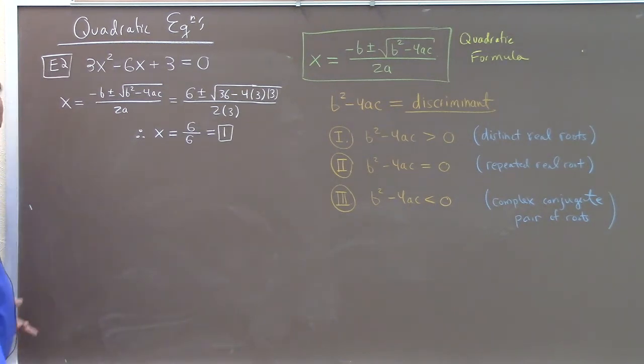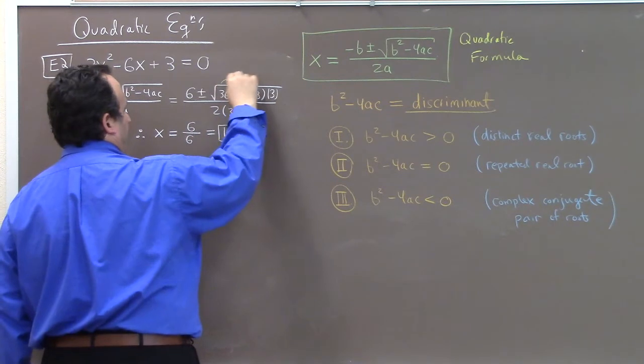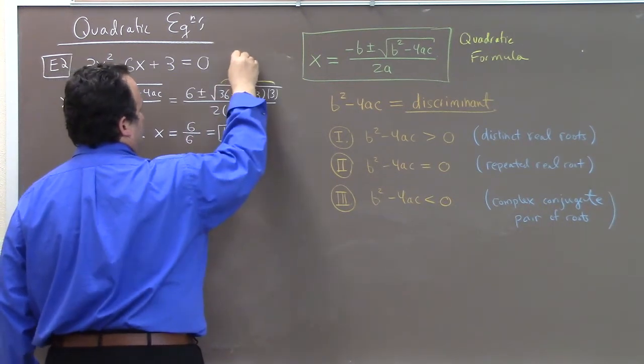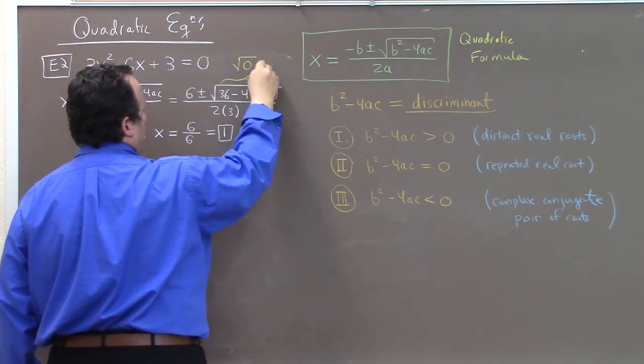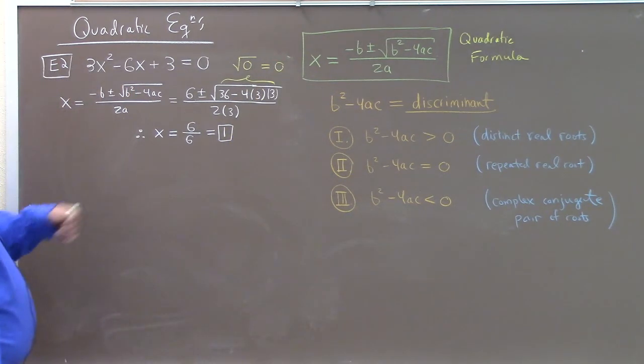Because notice that the discriminant in this case, right here, is giving us the square root of 0, which is 0. So we're in case 2. This is the repeated root case. There's just one solution to the quadratic equation, right?